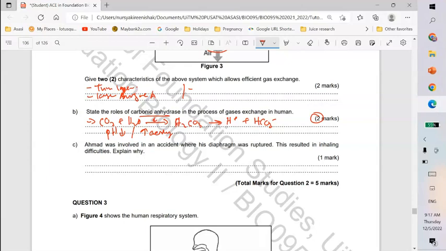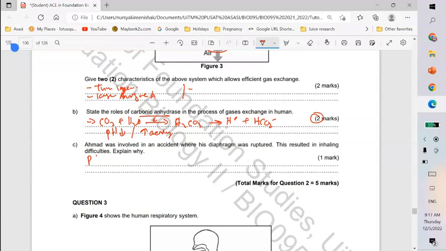Ahmed was involved in an accident where his diaphragm was ruptured. This resulted in inhaling difficulty. Explain why. My answer is the pressure in the thoracic cavity cannot be decreased when inhaling. Say it again, what is the answer? The pressure in the thoracic cavity cannot be decreased when inhaling. Because? The thoracic cavity cannot expand, right? Yes. Okay, that is correct.